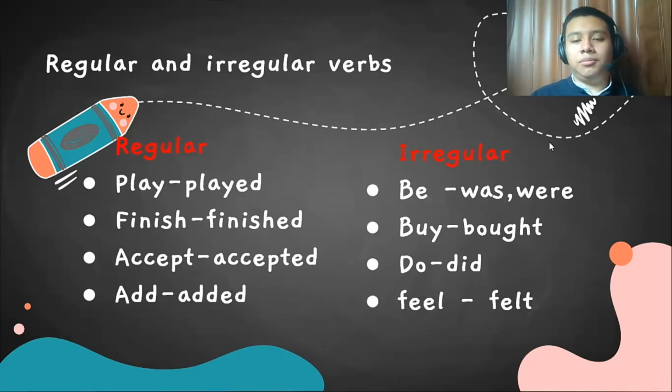However, with irregular verbs, they change completely. So they can be a little bit more tricky and some of them might need to be memorized to remember how their past forms are. For example, with be, it can be either was or were, depending on the person you're talking about, first, third, or second person. Then we have buy, which changes to bought, do to did, and feel to felt.